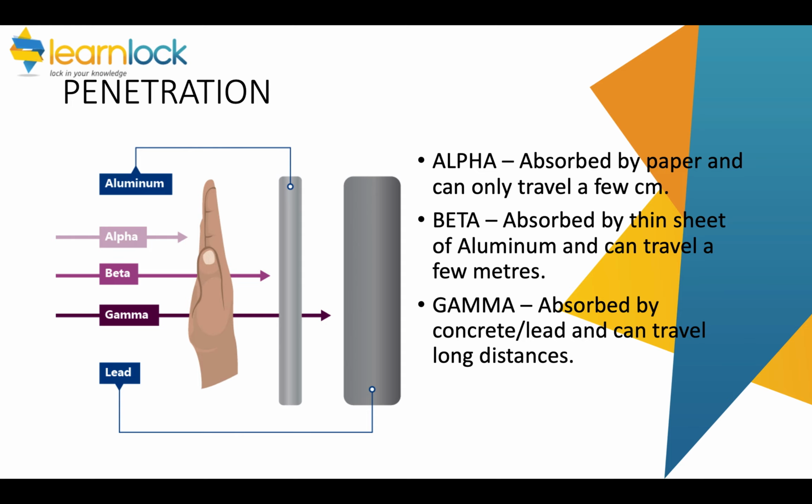So what do we mean by penetrating? Well, that means how much it can get through materials. Alpha is absorbed by paper, so it is stopped, it couldn't even get through your skin, and it can only travel a few centimetres. Beta is more penetrating. That can be absorbed by a thin sheet of aluminium and can travel a few metres. And gamma is the most penetrating because it can be absorbed by concrete and lead and can travel long distances.